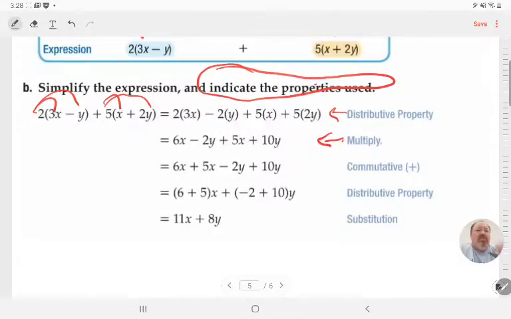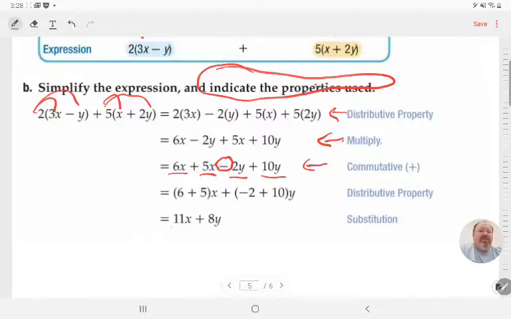Then I could use the commutative property of addition and move a couple things around. I can move that positive 5x onto the other side of the negative 2y. Now I can use the distributive property. And I can say these are like terms, so 6 plus 5 times x, and these are like terms. And don't forget to take the sign with it, okay? So if it's minus 2y, it would be negative 2 and 10.